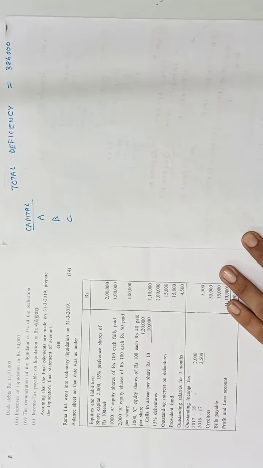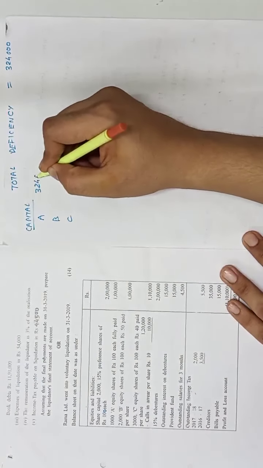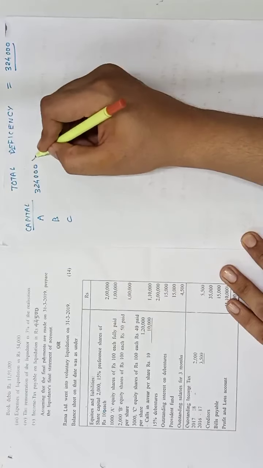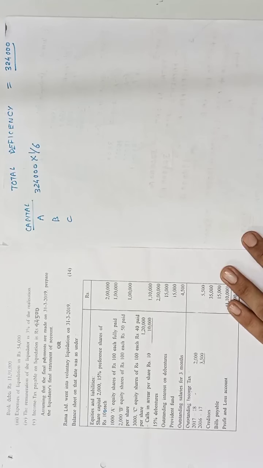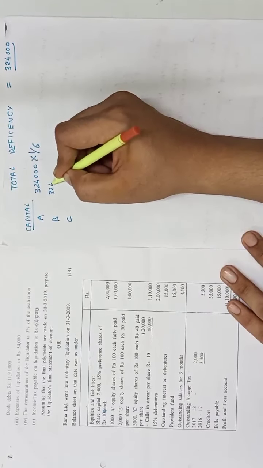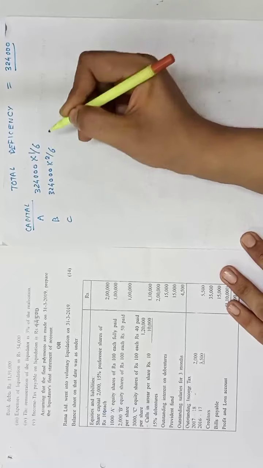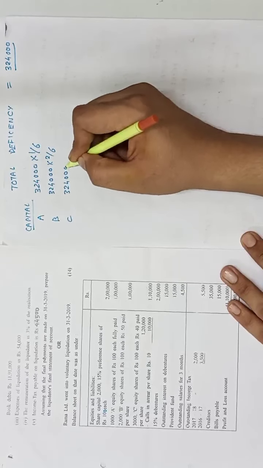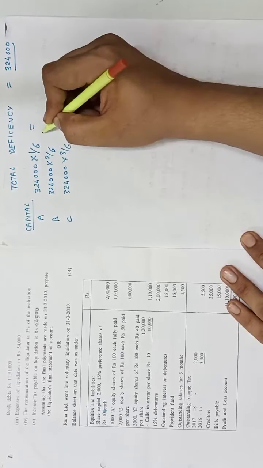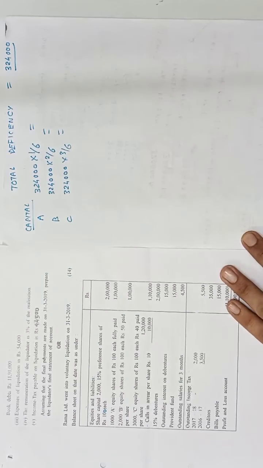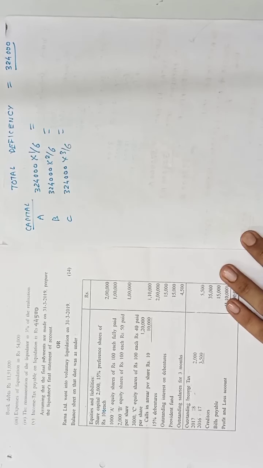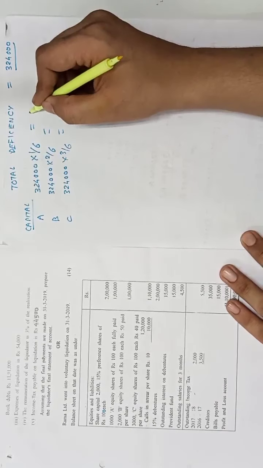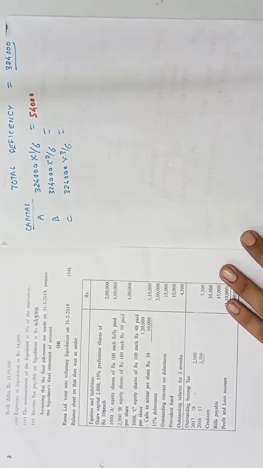So the ratio you are having, 3,24,000 into 1/6. How 1/6? 1 plus 2 plus 3 gives me 6, right? 3,24,000 into 2/6. 3,24,000 into 3/6, right? So you'll get the deficiency of each and every type of preference shares, each and every type of equity shares, I suppose, right? Okay, so what is my deficiency if I found out? First is 54,000.